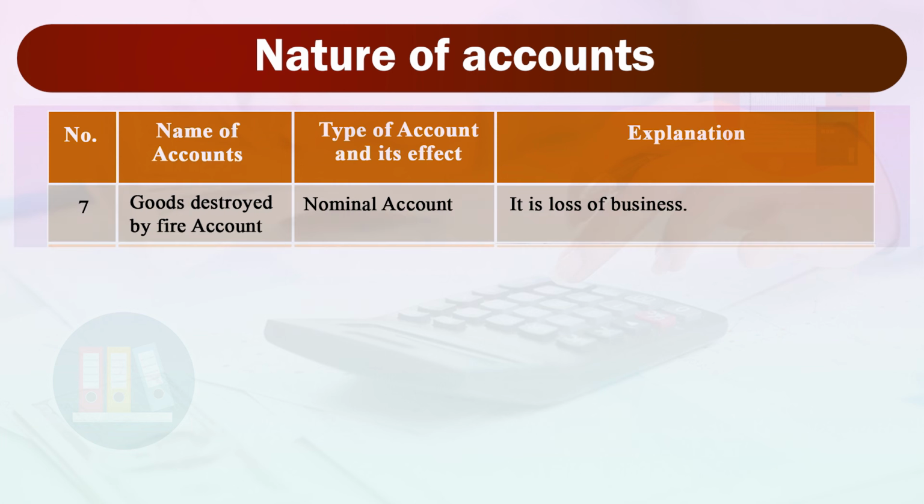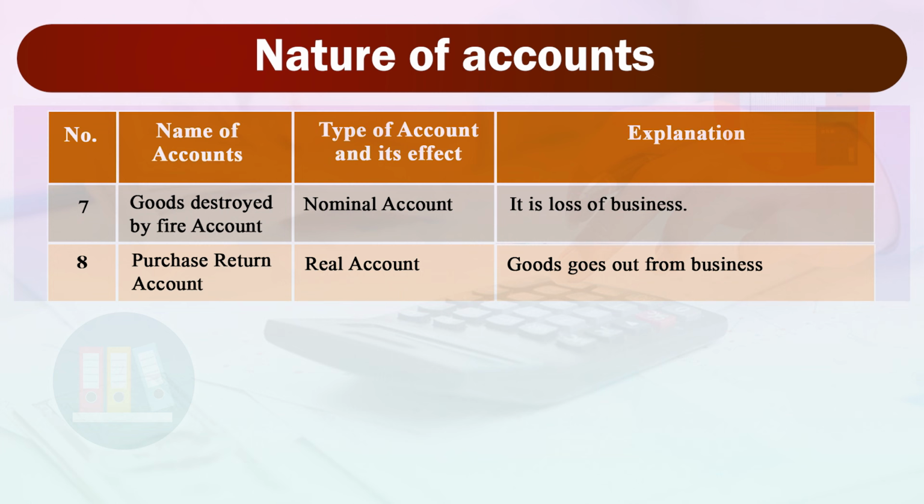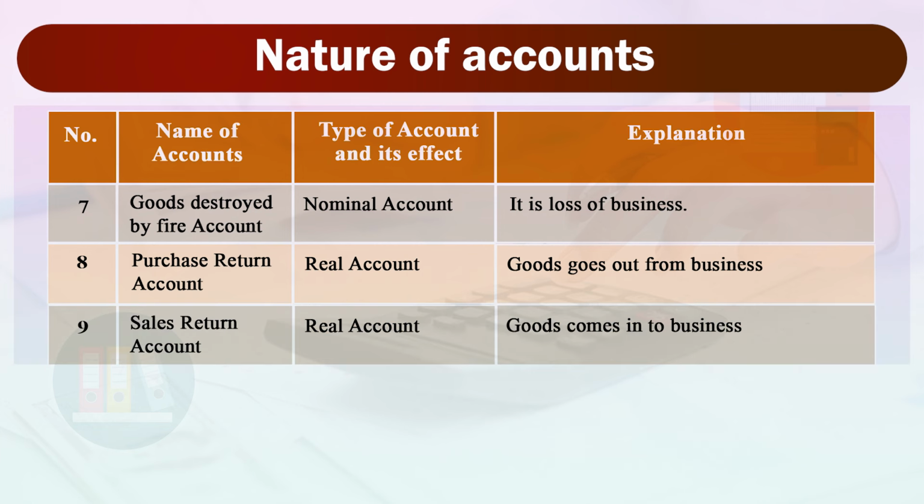Seventh is goods destroyed by fire account. Now, it is also a loss of the business. So, whenever we see any loss, income, expense, it will be treated as part of the nominal account. So, again it will be treated as the nominal account. Eighth is purchase return account. So, goods go out from the business. So, any transaction related to goods or asset will be treated as part of the real account. Next is sales return account. Now, with sales return, goods come in the business. So, again it will be treated as a real account.